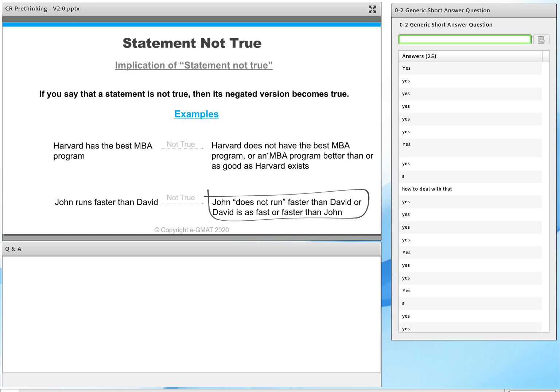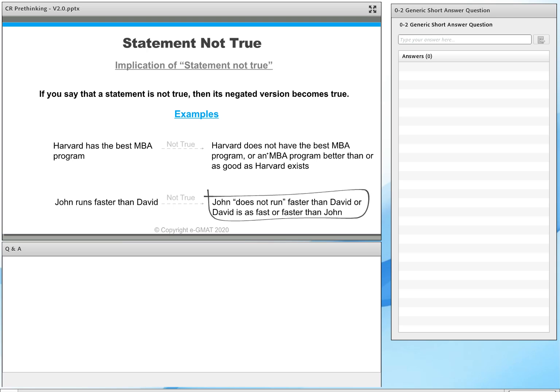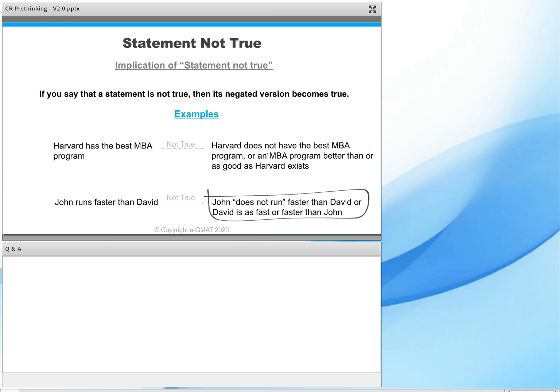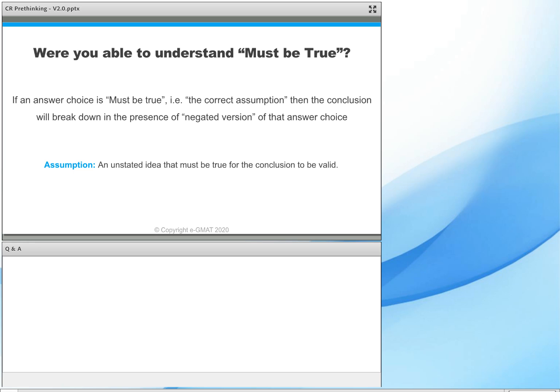So far so good. We understand what are we getting a better understanding of what must be true means? Are we getting a better understanding of what must be true? Okay, perfect. And then I'll continue to share those links, and they're a part of the e-GMAT free trial too. So just if you log into the free trial.